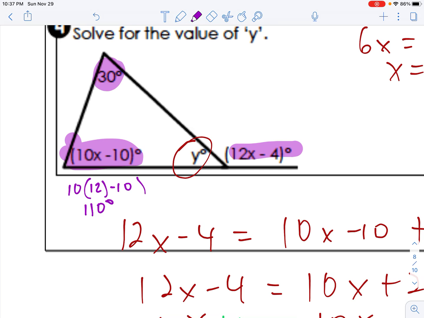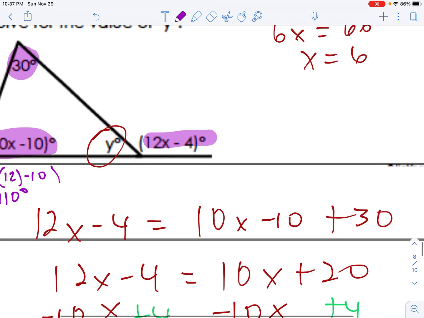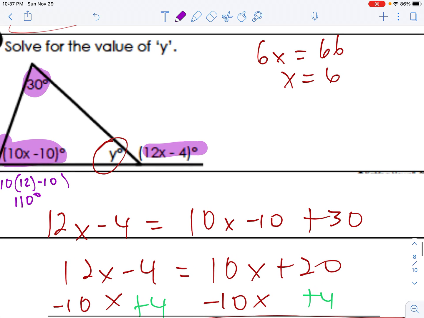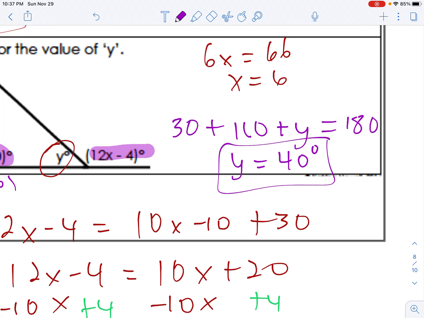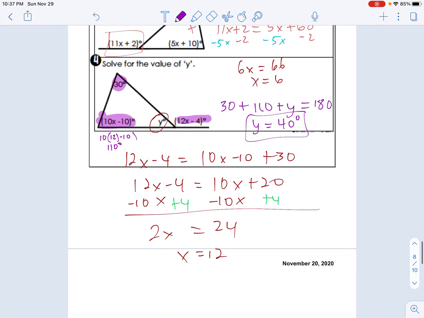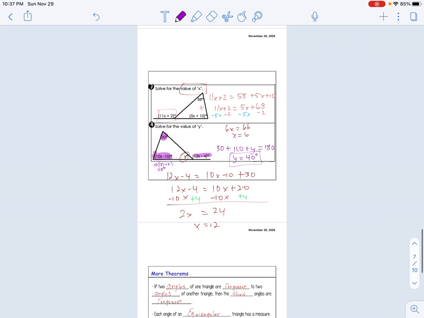So now I know that the three angles of my triangle are going to add up to 180, so we've got 30 degrees given to us. We just found out the lower left-hand angle is 110, plus y, we don't know that yet, and that's equal to 180. Subtract the 140 from 180, and you get y is equal to 40 degrees.